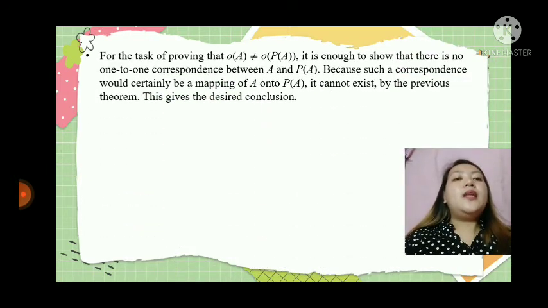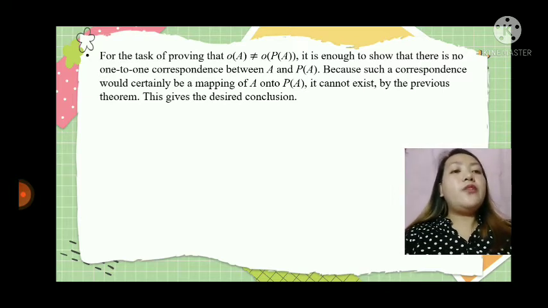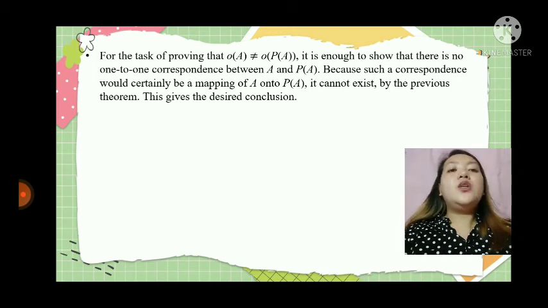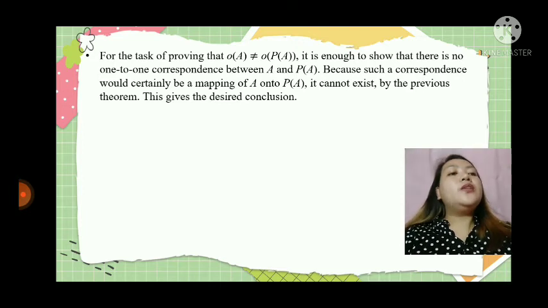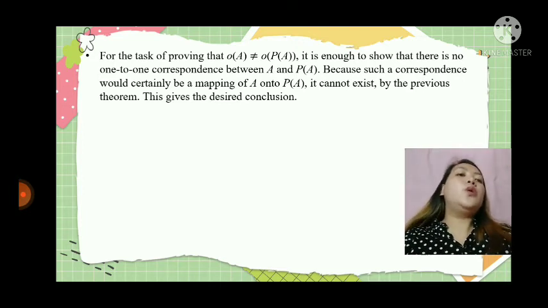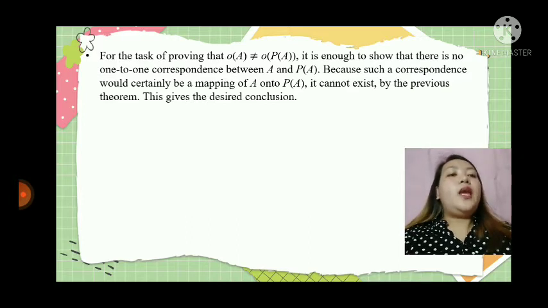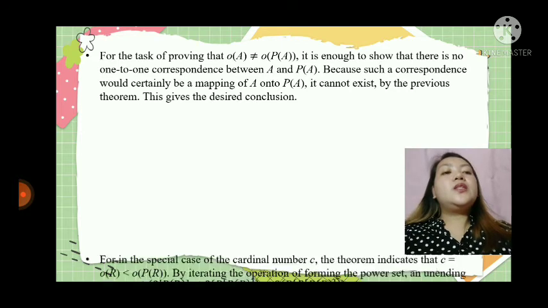For the task of proving that A is not equal to the power set of A, it is enough to show that there is no one-to-one correspondence between A and the power set of A, because such a correspondence would certainly be a mapping of A onto the power set of A. It cannot exist by Cantor's theorem. This gives the desired conclusion.